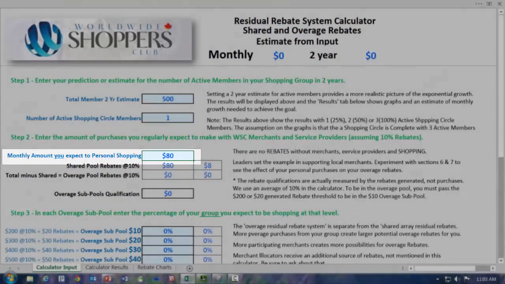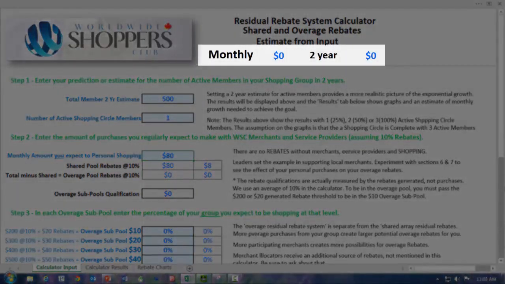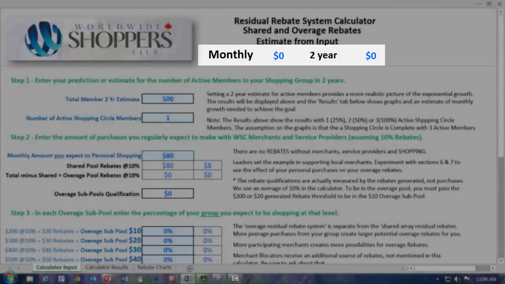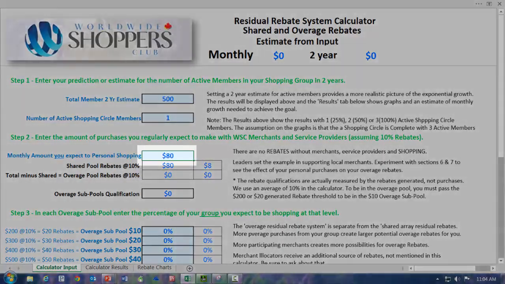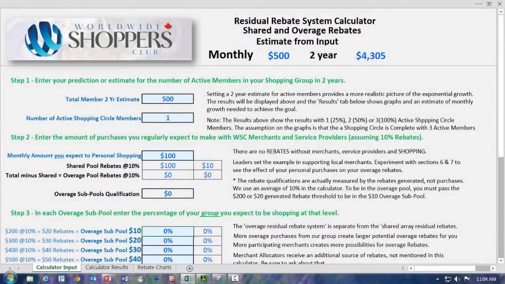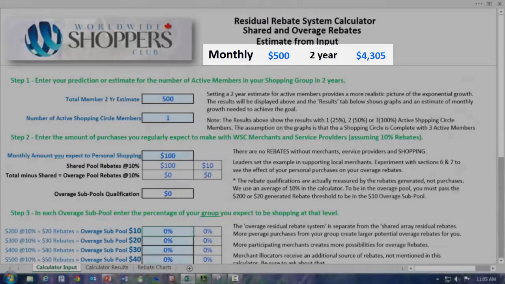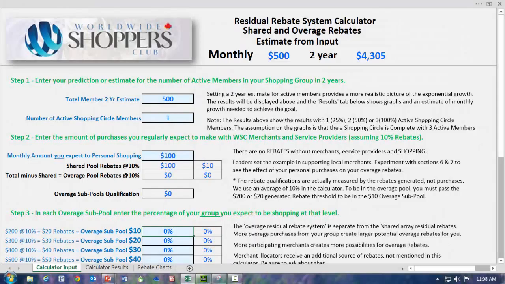Now, with everything we've put in so far, you can see you haven't received any rebates. And the reason here is because you're not an active member yet. You haven't done at least $10 in rebates. So let's fix that by increasing the number to 100. So at least you have $10 of share pool rebates, which makes you an active member, and now you're able to receive rebates. So if you look at your instant results, you can see you're receiving $500 a month in rebates, and you would have received $4,305 over the 2-year period. So while we're looking at results, let's go to the Calculator Results tab.